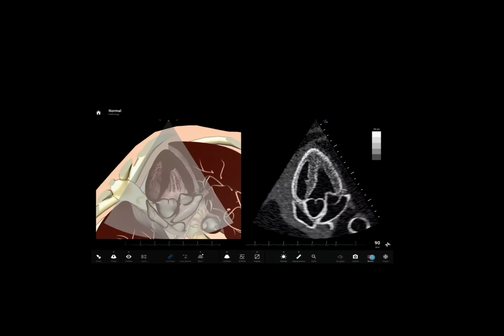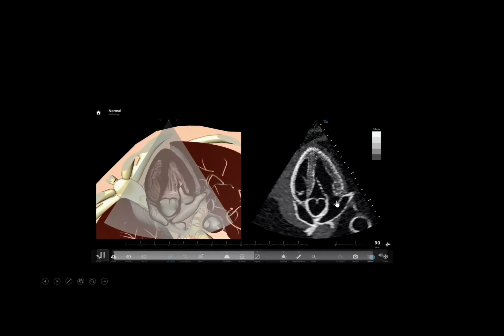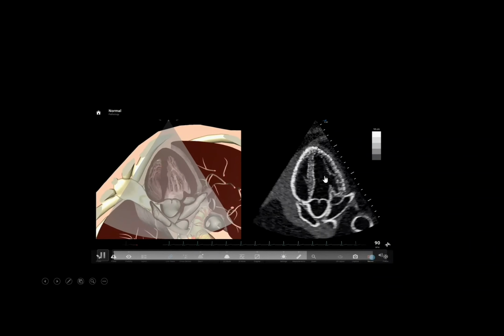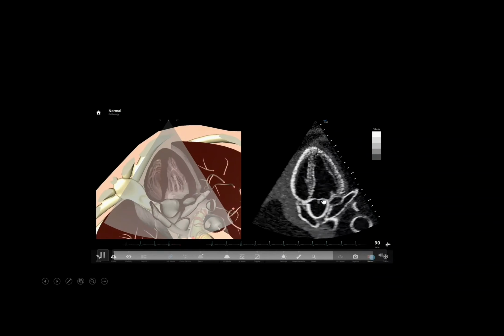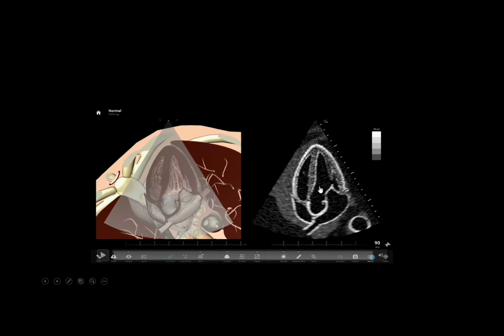Tilting the probe anteriorly brings the 5-chamber view. You can calculate the left ventricular outflow tract velocity time integral by placing your pulse wave Doppler here, and flow through the aortic valve by placing your continuous wave Doppler here.